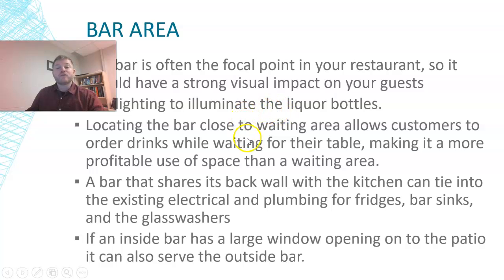The bar is usually close to the waiting area. As well, it shares a back wall with the kitchen. So it's pretty important that it does share a back wall with the kitchen. It doesn't need to, but usually what happens is that you have a lot of electrical, plumbing. You also have all of your draft lines and some refrigeration that needs to be close to that bar area. An inside bar usually has a large window opening onto the patio, which can serve as an outside bar in that patio season.